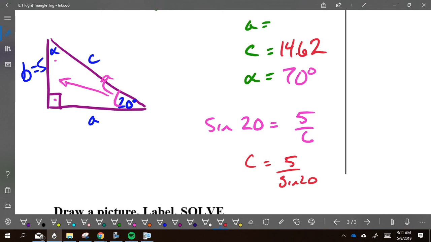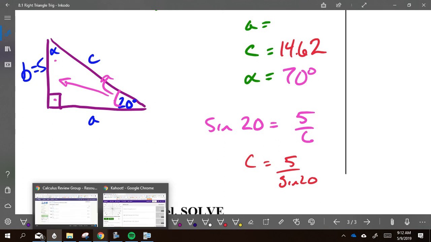To find A, you could do Pythagorean theorem because I've got two sides, so I'm going to do the third. The only problem with doing Pythagorean theorem here is if you screwed up C, then you're going to automatically screw up A. And so I'd rather pick the ones I already know, but it's up to you.